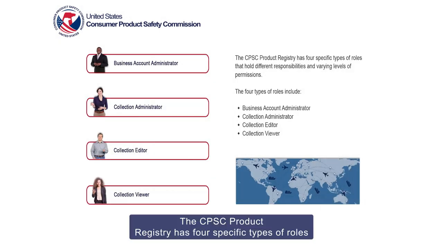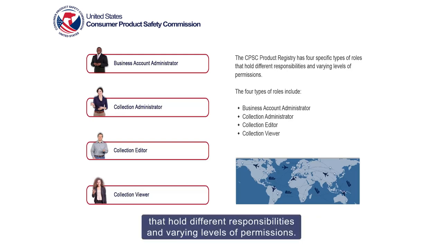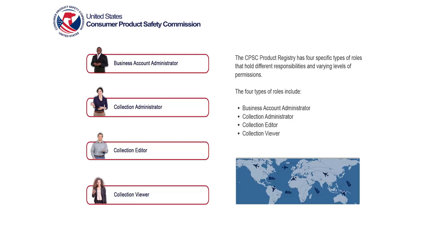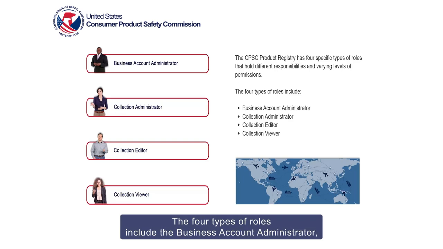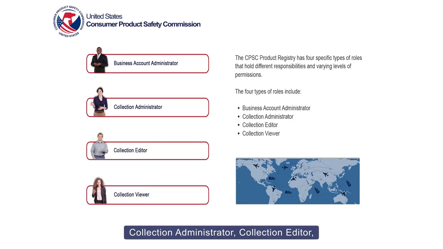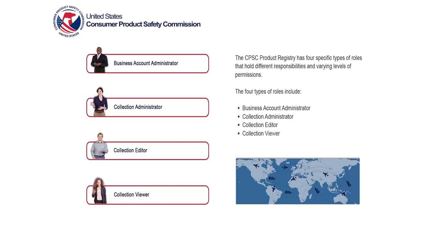The CPSC Product Registry has four specific types of roles that hold different responsibilities and varying levels of permissions. The four types of roles include the Business Account Administrator, Collection Administrator, Collection Editor, and Collection Viewer.